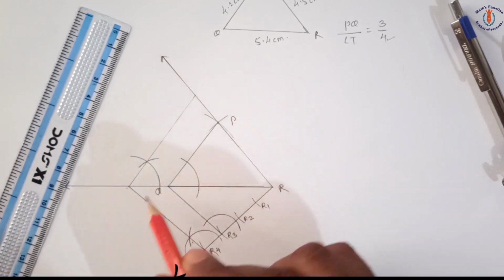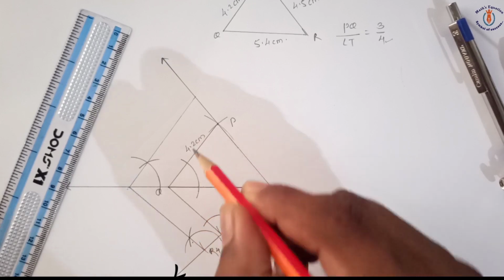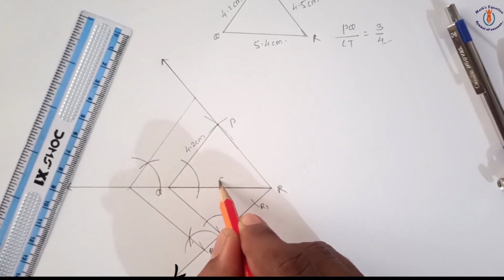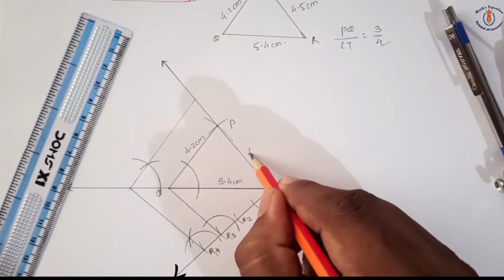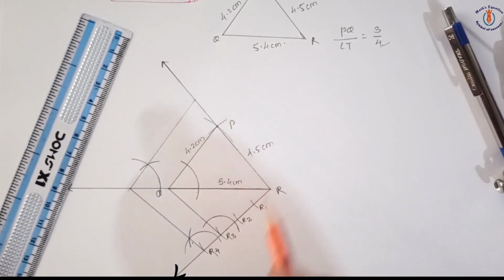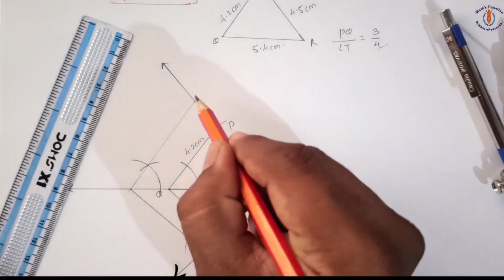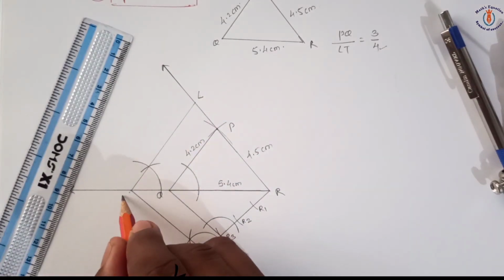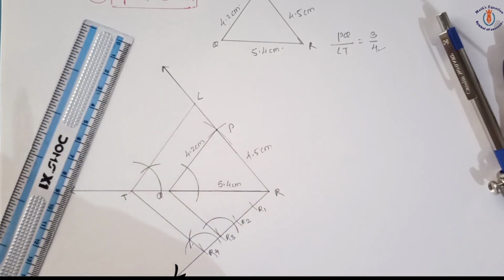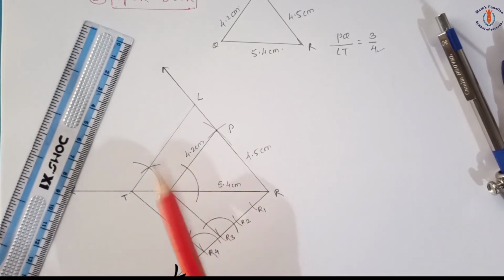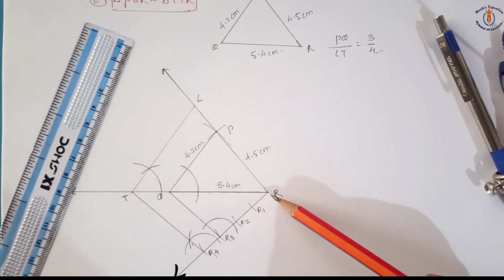Now first triangle is PQR and this PQ is 4.2 centimeter, QR is 5.4 centimeter and this PR is equal to 4.5 centimeter. Now this is the triangle PQR and the another triangle is L, this one is a point T and R. In this way easily you can construct similar triangles PQR and LTR in which this vertex R is common.